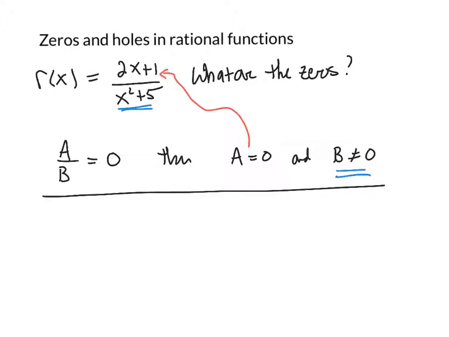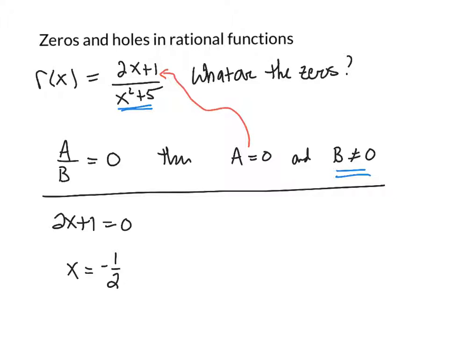So this amounts to asking, when does 2x plus 1 equal 0? And if we rearrange this, we get x has to be negative 1/2. So you subtract 1 and then divide by 2. We get x is negative 1/2. So if I plug negative 1/2 into this function, my numerator is equal to 0.